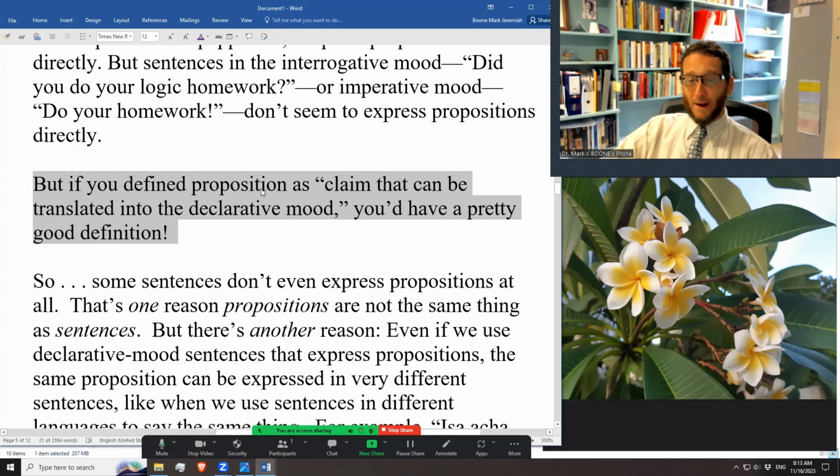So you could define proposition as a claim that can be translated into the declarative mood. That would be a pretty good definition of a proposition.